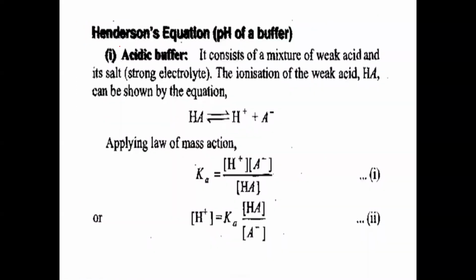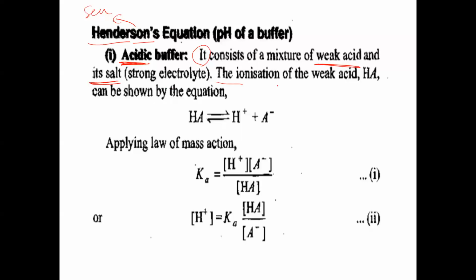Next. Now the equation we discussed is Henderson's equation. Henderson is spelled H-E-N-D-E-R-S-O-N, or S-E-N in some books. Don't worry. So Henderson's equation for acidic buffers. The acidic buffer consists of a mixture of a weak acid and its salt with a strong base.